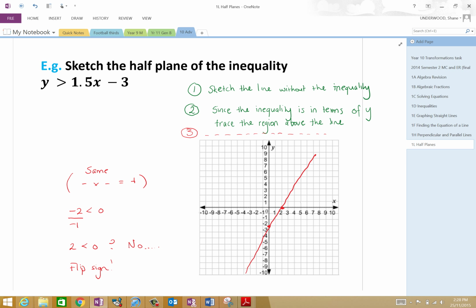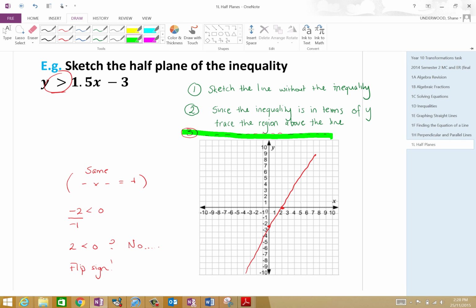However, we then look at the inequality. It's greater than. And since the inequality is already in terms of y, we don't have to do any hard work. We just have to look at the inequality and ask, is it greater than, or is it less than? Is it inclusive? It is non-inclusive. So therefore, that line must be a broken line. In other words, this thing here, the broken line.